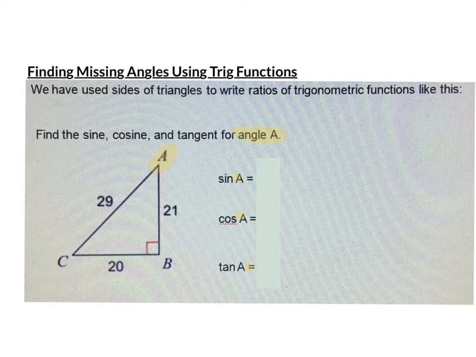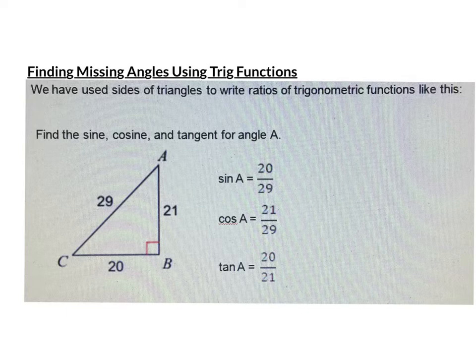Well, first of all, the hypotenuse is 29. That doesn't change. Okay? It's opposite the right angle. Since we are at angle A, 20 has to be the opposite side. And that makes 21 the adjacent side because it is also next to angle A. Okay, so that's where I would start in terms of identifying all those sides.